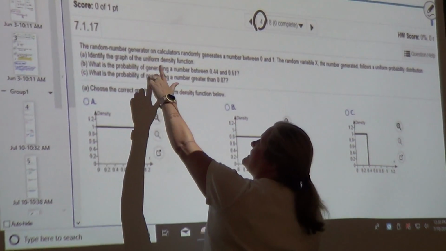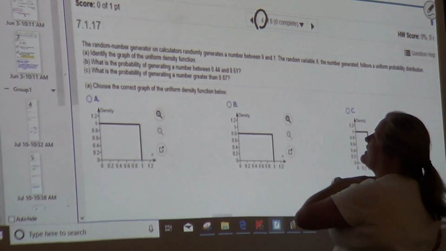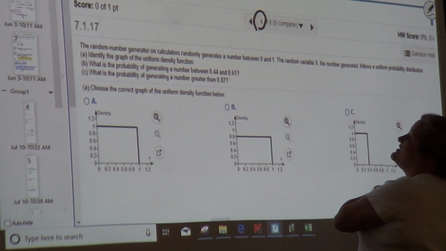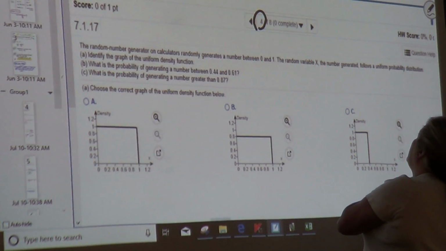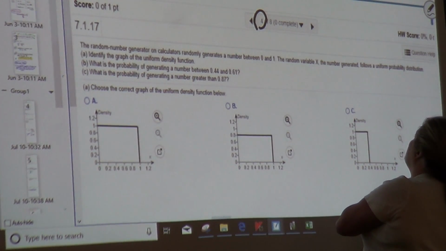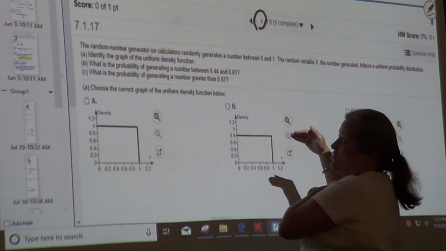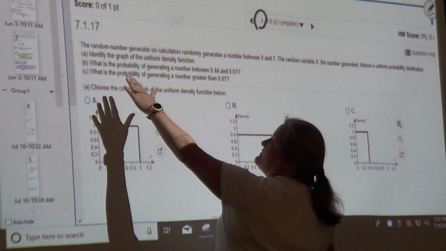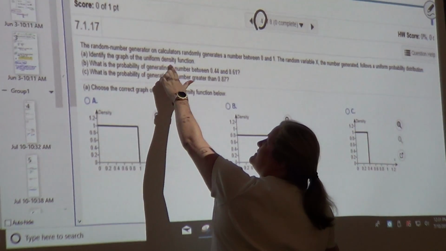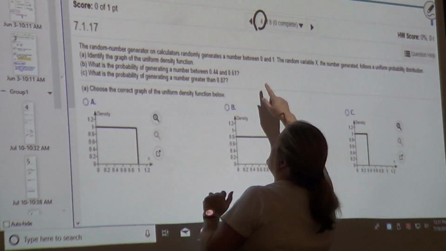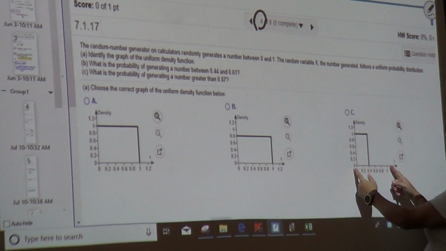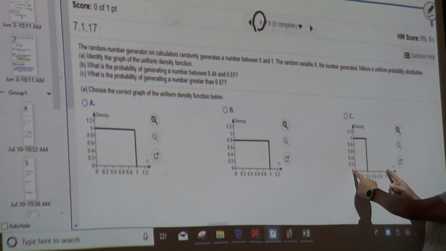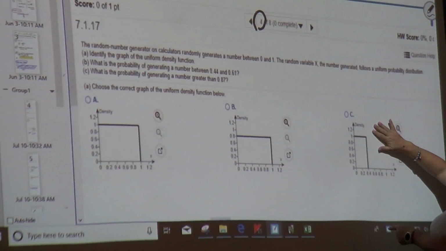So the first one says the random number generator on a calculator randomly generates a number between 0 and 1. The random variable x follows a uniform probability, which means it's straight across. Part A, identify the graph of the uniform density function. So it says it goes from 0 to 1. So this last one does not go from 0 to 1. So we know that it's not going to be the last one.